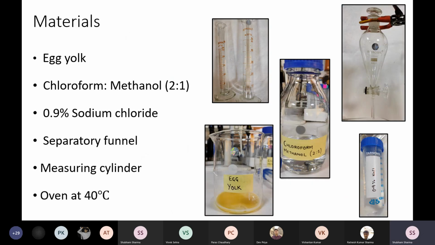In this experiment, the material we will be utilizing is the egg yolk. Then we will use the extraction solvent, that is chloroform and methanol in a ratio 2:1. Then we will be using sodium chloride, 0.9% concentration. We use this aqueous salt because it helps create a biphase system which will separate the hydrophobic lipid components from the water soluble ones or the non-lipid portions. Then we will use a separatory funnel, measuring cylinder, and an oven at 40 degrees Celsius.